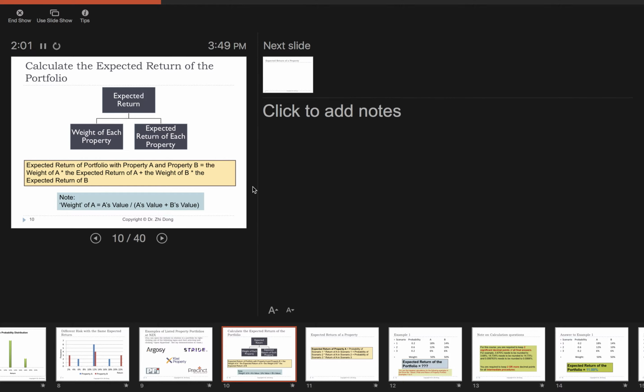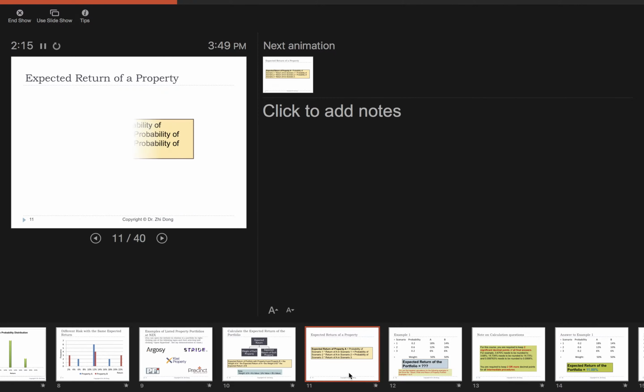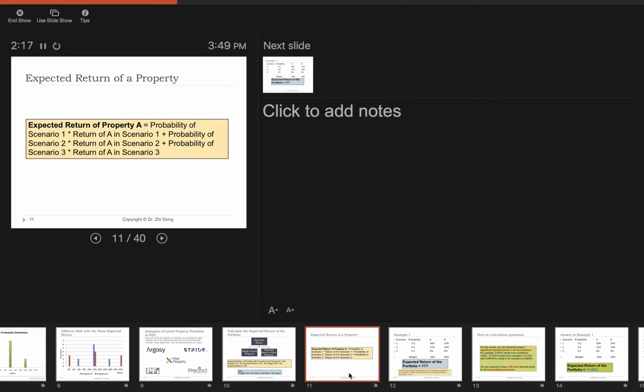So now we already have the information of weighting of each property. Under example 1, the other information that we do need to calculate is expected return of each property. So how to calculate it? It's shown in the next slide. The formula is shown over here. And we can understand from this formula that expected return of each individual property is a kind of weighted average return across all the possible market scenarios. In this case, it is the expected return or weighted average return across 3 market scenarios.